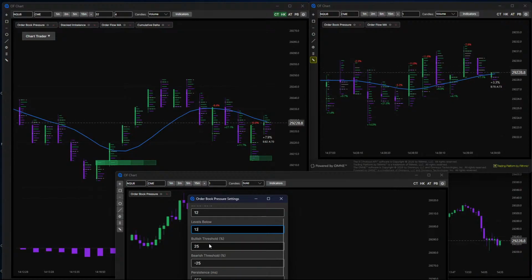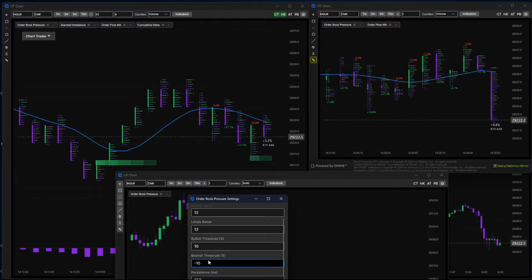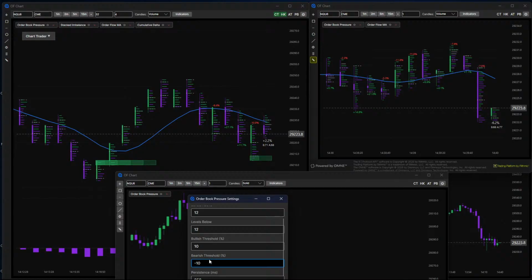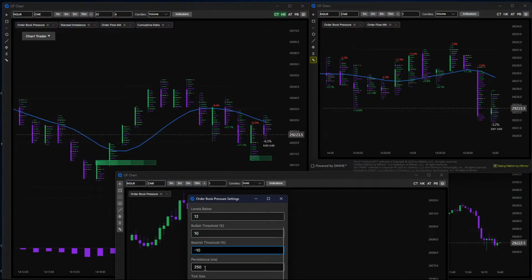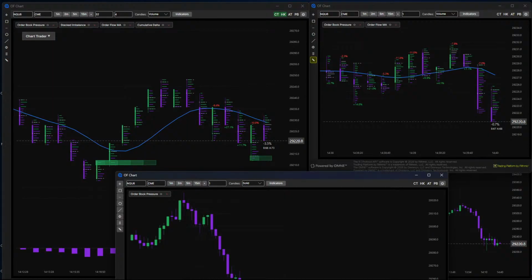So the bullish threshold is 25%. I need to reduce that to 10 because 25 is way too much. I'm not seeing a lot of shaded areas when I do that. Persistence in milliseconds. So it's 250 milliseconds in the tick size.